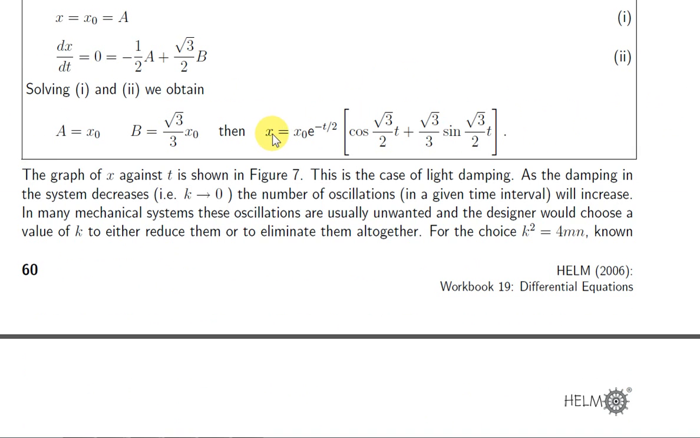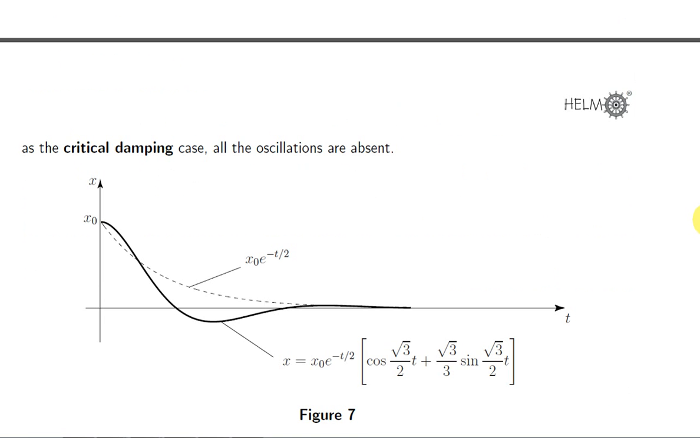Notice that the displacement vector will go to 0 because of the exponential term. As t gets larger, e to the minus t over 2 is going to head towards 0. So we'll end up with 0 times whatever's in here. So we'll end up with 0 eventually. So x is approaching 0. But we will see some oscillation from the sinusoidal terms in here. Okay, let's look at the graph.